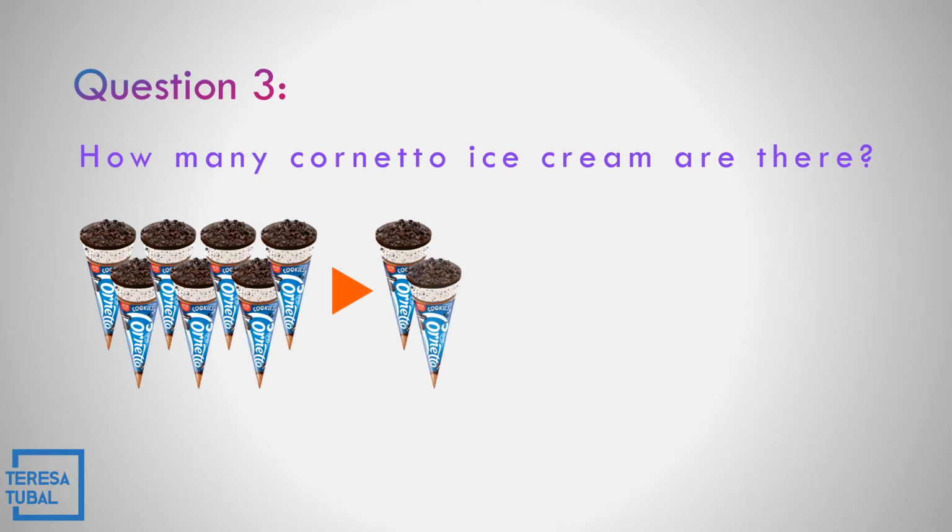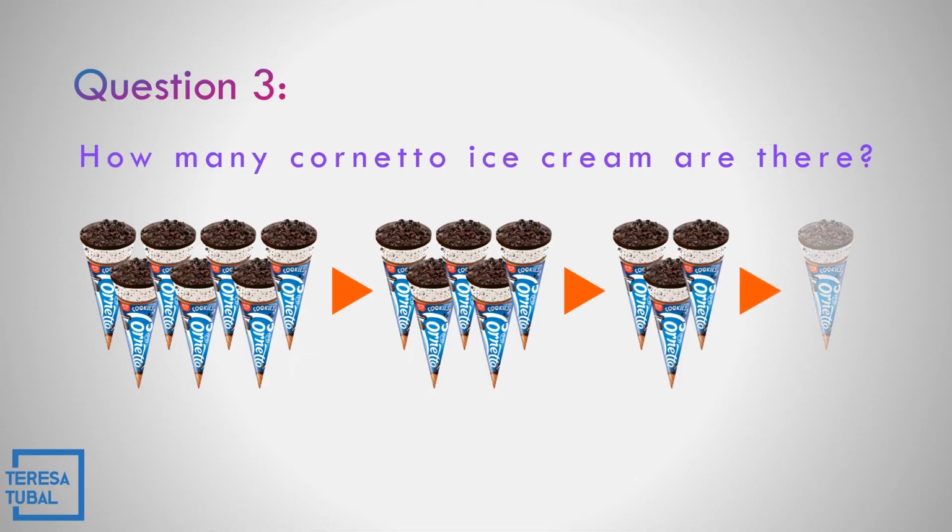How about question number 3? How many Cornetto ice cream are there? Can you count? Correct. The answer is equal to 16 because 7 plus 5 is 12, 12 plus 3 is 15, 15 plus 1 that is equal to 16.